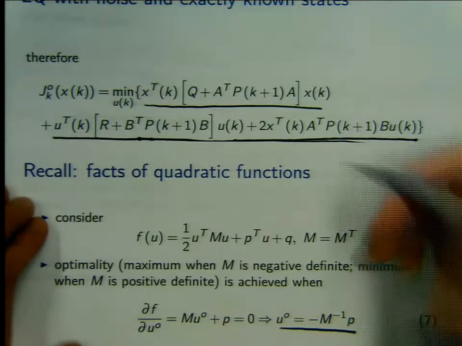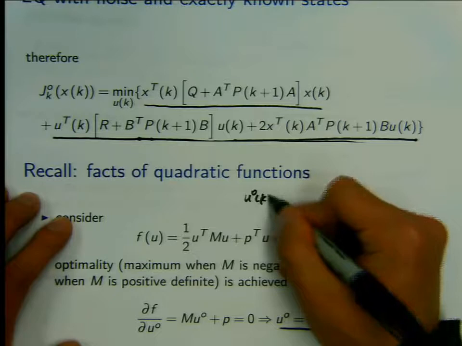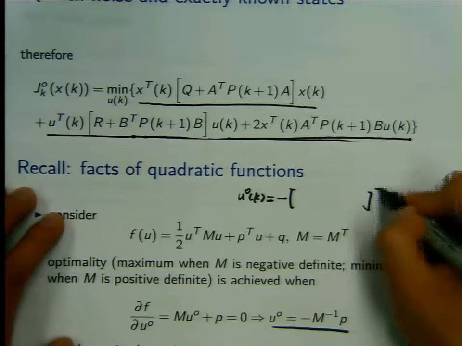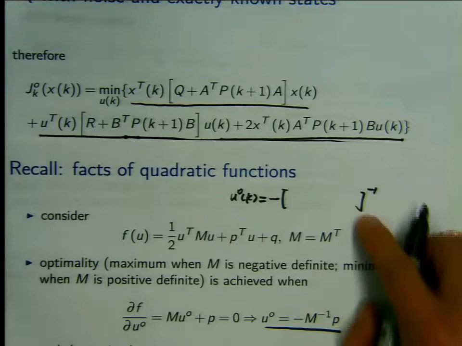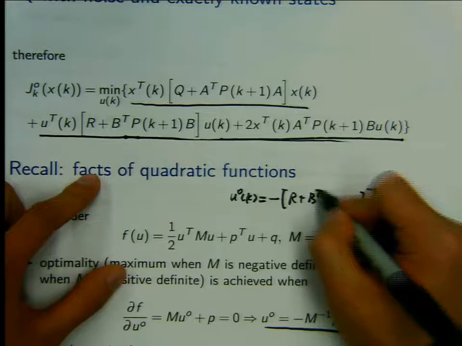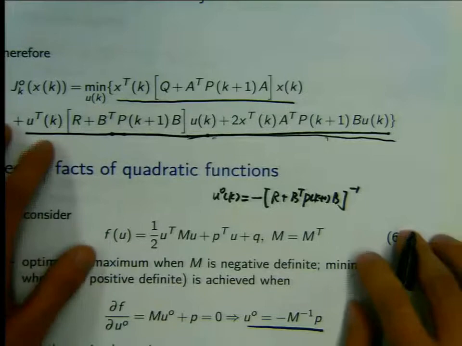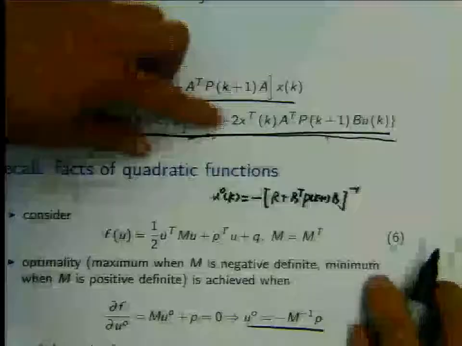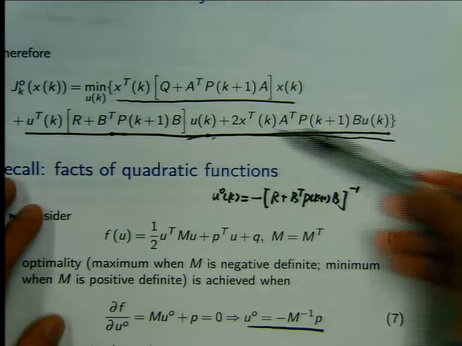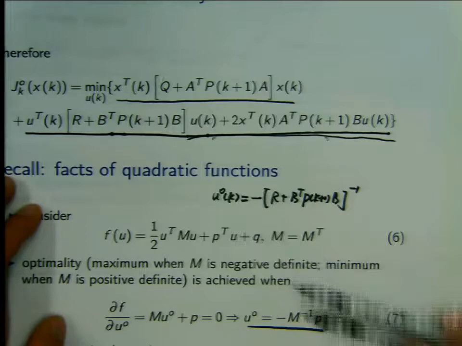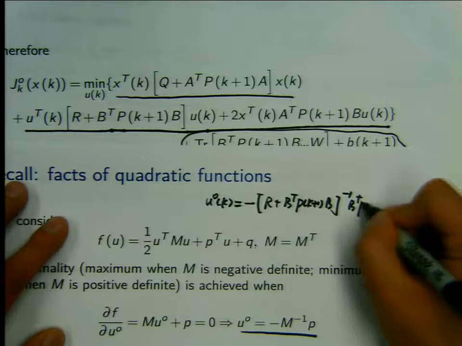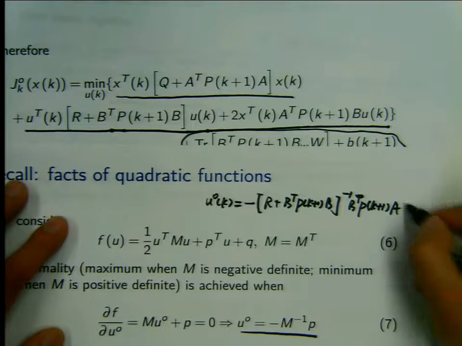Let's say U optimal k equals. So it's going to be negative something inverse, then some other matrix, a vector. What's the inverse matrix here? Exactly. So this is the way I memorize this solution here. And then what's the vector here? It's going to be in the linear term of u, which is this guy here. So keep in mind, though, this is P transpose and this is P. So it's going to be what? B transpose, P transpose, P_{k+1}, and then A X_k. OK? So it's really easy.